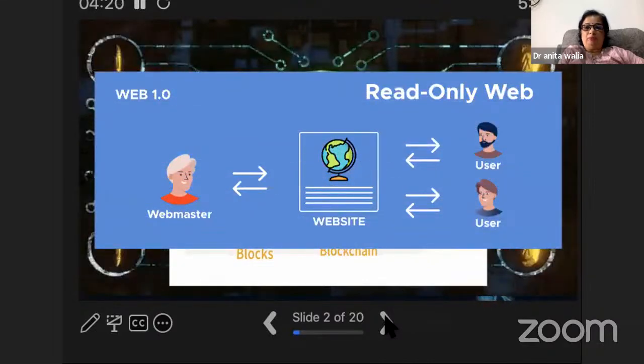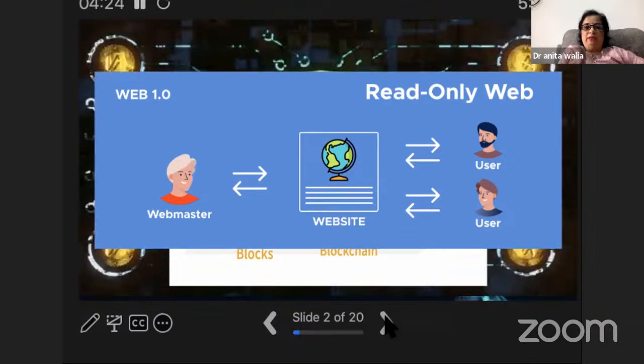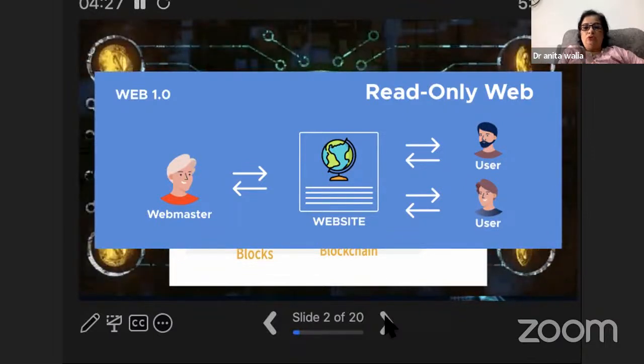Let's start with Web 1.0. The original World Wide Web, created in the 1990s, was called Web 1.0, which was the first version.